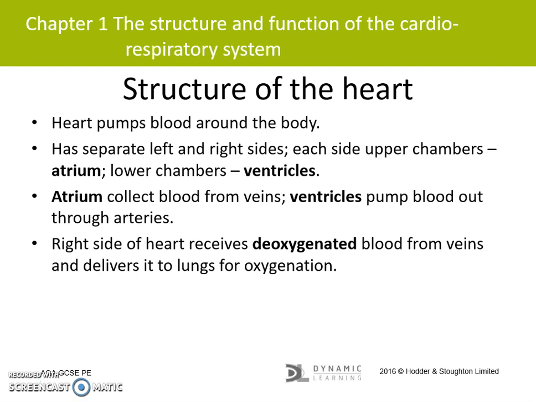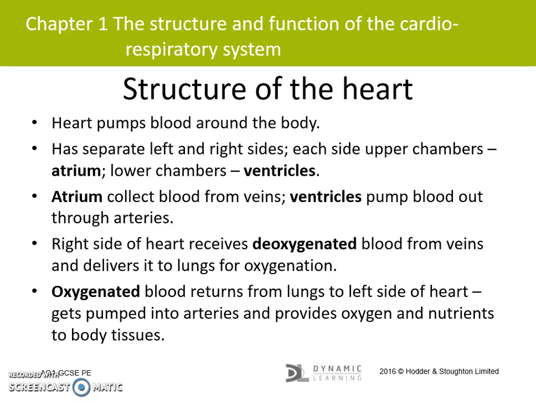Now, the right side of the heart always receives deoxygenated blood from the veins and sends it to the lungs to be oxygenated, to get oxygen into those red blood cells to help it bind with hemoglobin. And oxygenated blood returns from the lungs into the left side of the heart. And then the left side of the heart pumps it all the way around your body to all your muscles and all your tissue that need oxygen. So remember, right side, deoxygenated blood, left side has oxygenated blood in it.